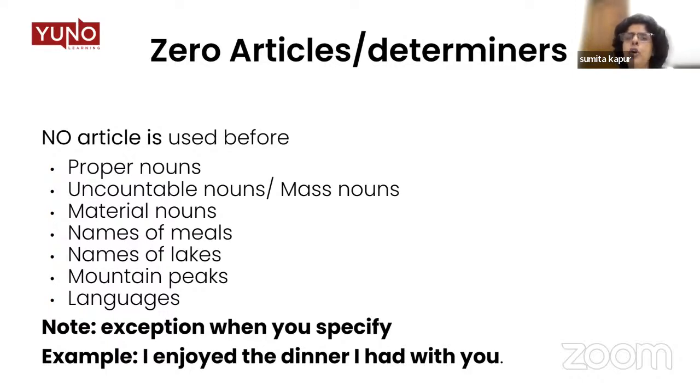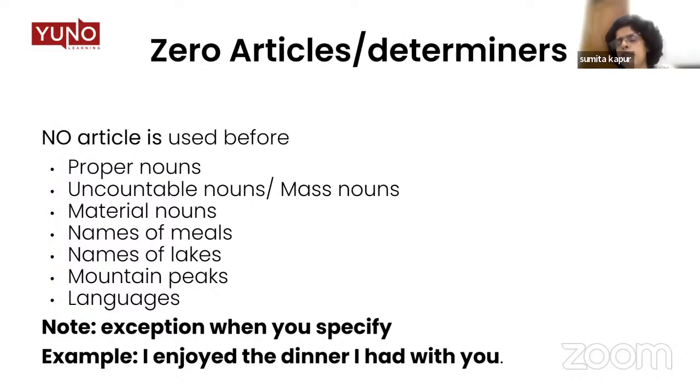Material nouns: we say "copper is used for making wires," "gold has become expensive." So whenever we talk about these materials, these metals, these commodities, we do not use "the." We don't use "a," we don't use any article before them.